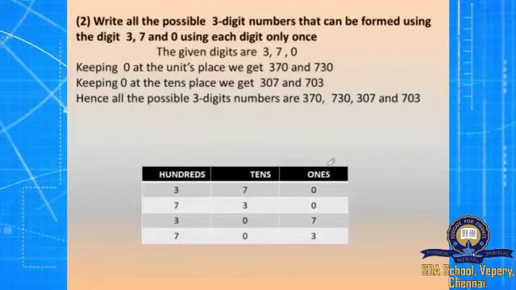So, if you see 370, ones, tens and hundreds, since it is a three-digit number, till hundreds place we have. So 0 comes under ones place, 7 is in tens place and 3 is in hundreds place. In 730, 0 in ones place, 3 in tens place, and 7 in hundreds place. 307, 7 in ones place, 0 in tens place, and 3 in hundreds place. 703, 3 in ones place, 0 in tens place, and 7 in hundreds place.